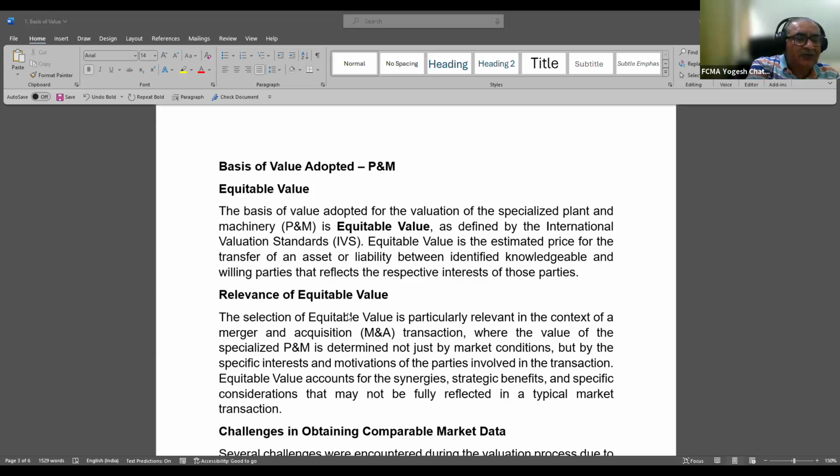So you will appreciate that due to this time gap, the plant and machinery of these two companies, although they are in the same process, that is refining of crude oil, will be different. So each company, each industry, each sector will have specialized plant and machinery, and that is the challenge for the plant and machinery valuer. So equitable value, the basis of value adopted for valuation of specialized plant and machinery, is the equitable value as defined by the International Valuation Standards. So what is the meaning of equitable value as per IVS? That is highlighted here.